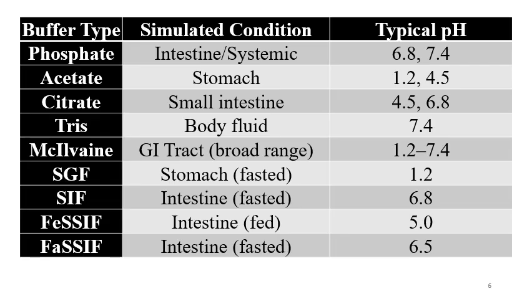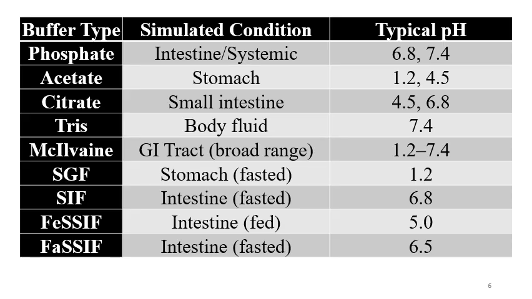Now, once again, you can go through the buffer solution types and their typical pH. Phosphate buffers have intestine or systemic pH 6.8, 7.4. Acetate buffers mimic the stomach environment with pH 1.2 to 4.5. Citrate buffer mimics the small intestine condition, pH 4.5 to 6.8. Tris buffer provides the simulated condition of body fluid with pH 7.4. McIlvaine buffer has a broad pH range and it can mimic GI tract pH 1.2 to 7.4.